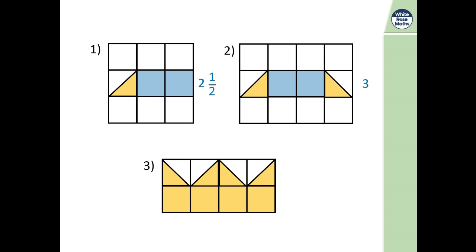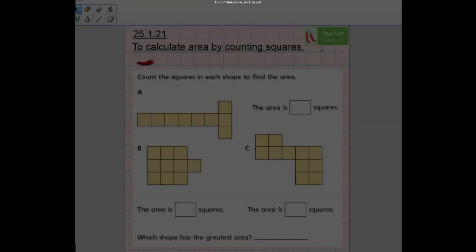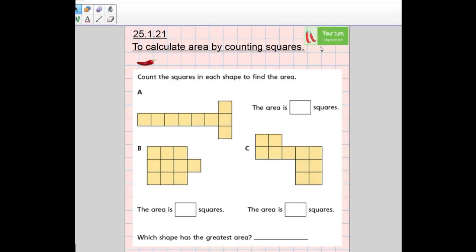And the third one, you can see there are 4 whole ones and 4 half ones, making the area of the shape 6 squares. Now it's your turn. Remember to only do one chili. You either do chili 1, chili 2 or chili 3, depending on how you think you've got on with the work today. Okay, so this question is suitable for chili 1.